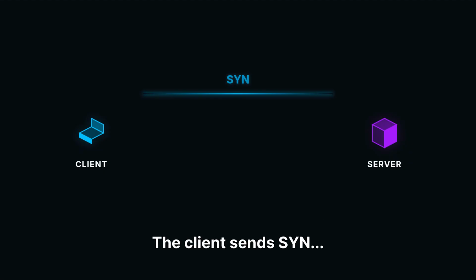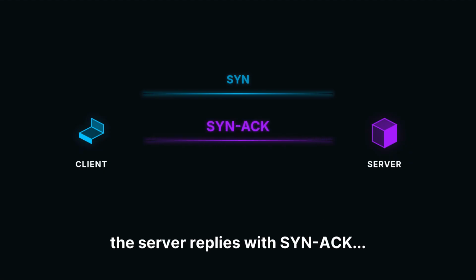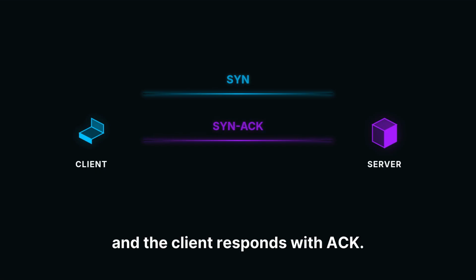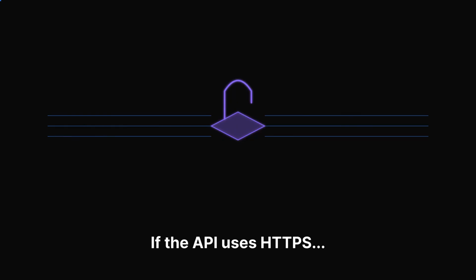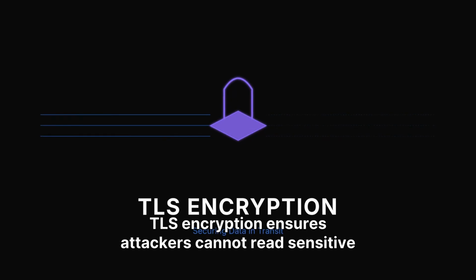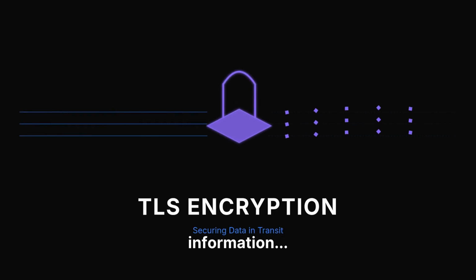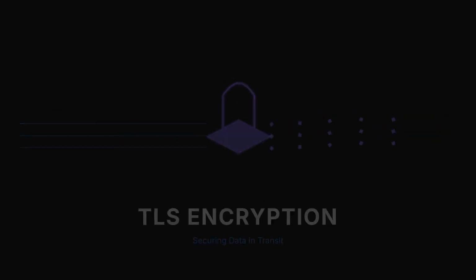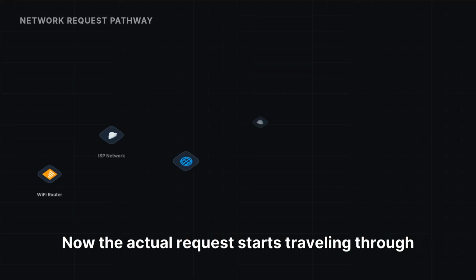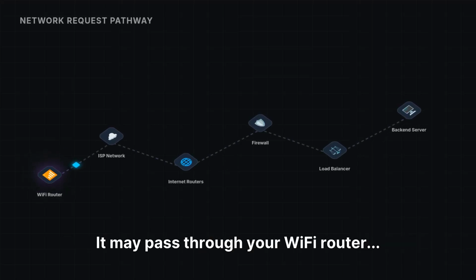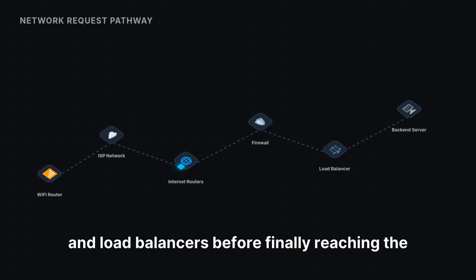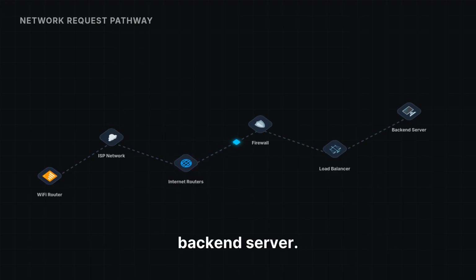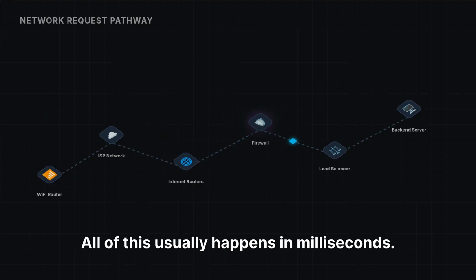The client sends SYN. The server replies with SYN-ACK, and the client responds with ACK. If the API uses HTTPS, a TLS handshake also occurs. TLS encryption ensures attackers cannot read sensitive information while data travels. Now, the actual request starts traveling through the network. It may pass through your Wi-Fi router, ISP network, multiple internet routers, firewalls, and load balancers before finally reaching the backend server. All of this usually happens in milliseconds.